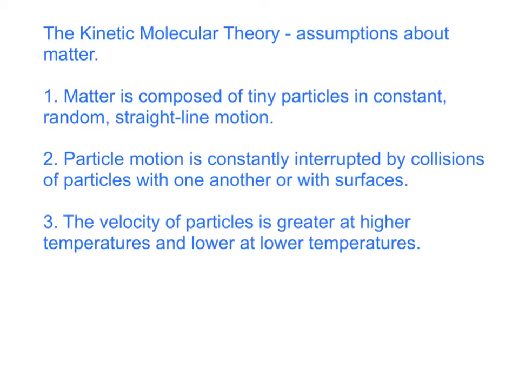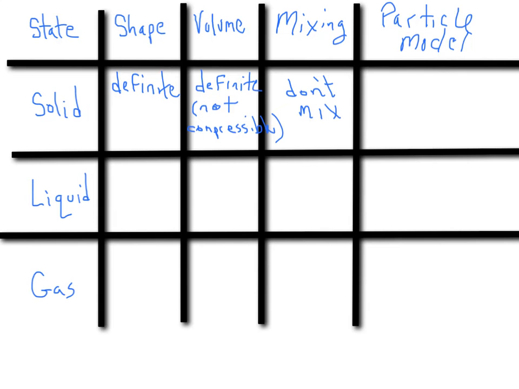Now let's take a look at the three states of matter and what comes out of this kinetic molecular theory and how we explain the different properties of matter states. So here we are looking at a chart of different properties of different states of matter. We're going to look at the shape, volume, the mixing, as in do they mix in well with each other when they move around, and also the particle model, what they look like on a molecular view of solid, liquid, and gases. So first off, we have a solid, and the shape of any solid is definite.